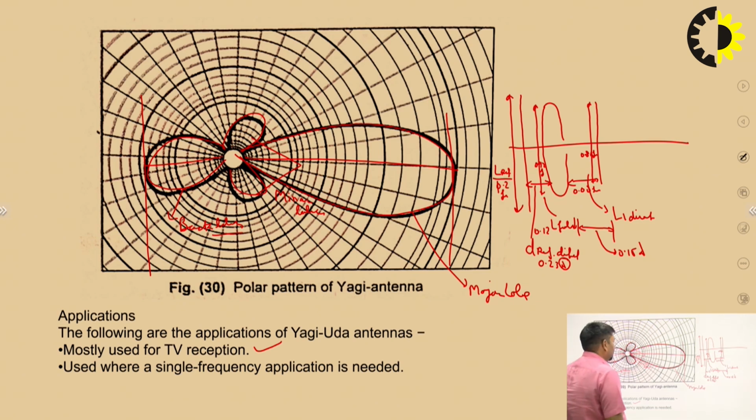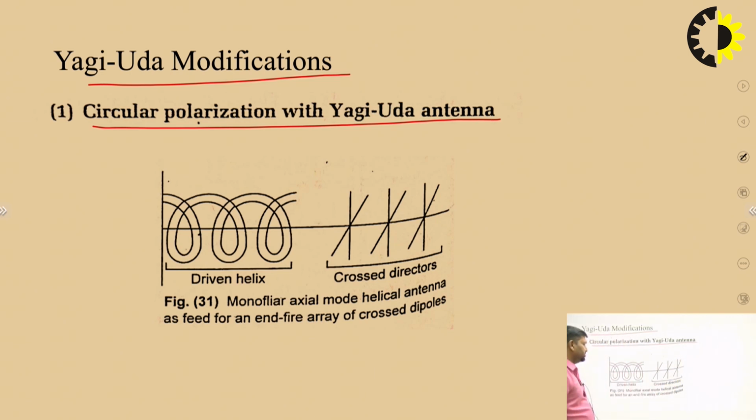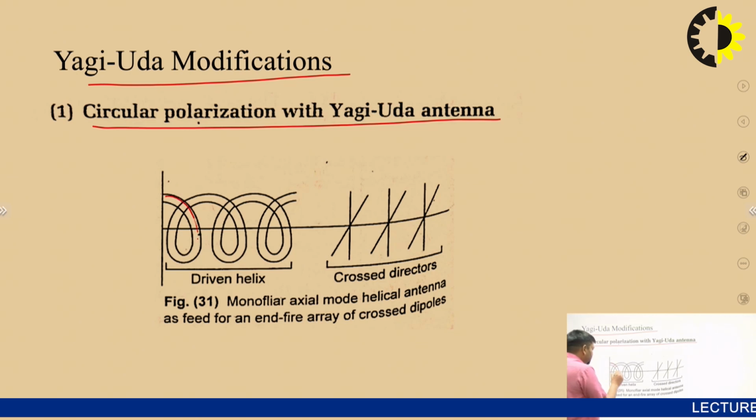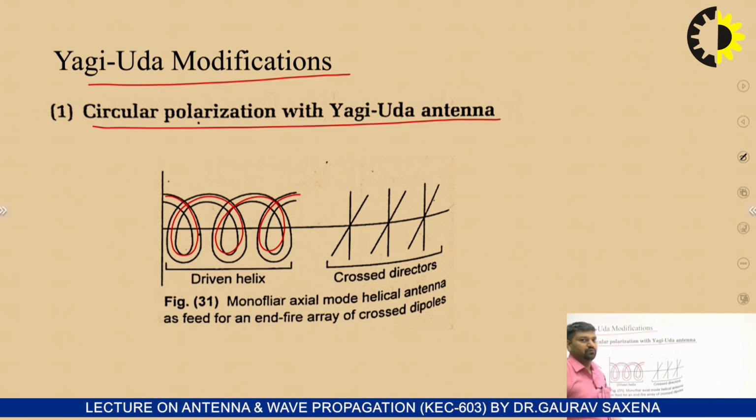So we have discussed Yagi antennas, but in modern days this Yagi antenna is modified. This is the circularly polarized Yagi antenna. So we use a helix structure. The driven element is used as a helix structure to provide circular polarization. What is the meaning of polarization? Polarization is the locus of the electric field vector with respect to the antenna.